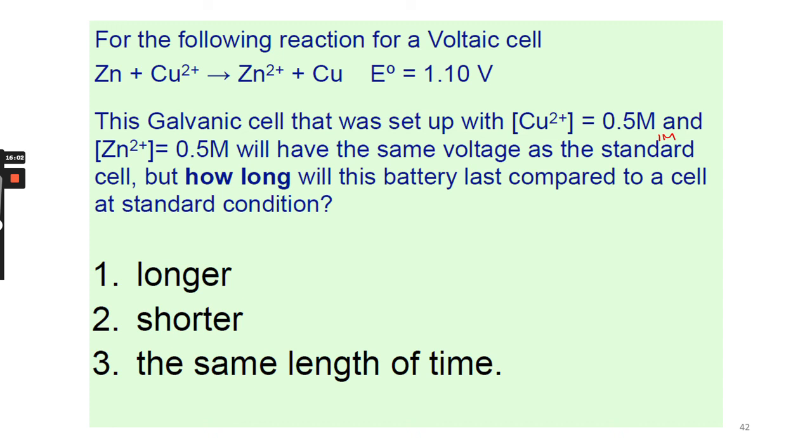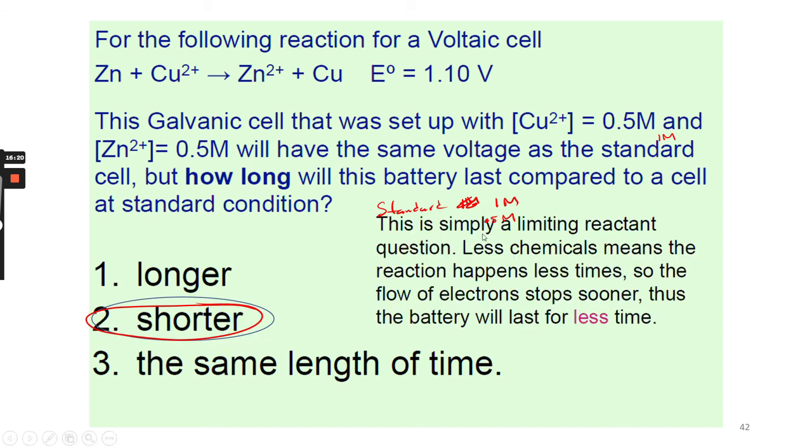So what are we comparing it to? If we were at standard, we would have 1 molar of our concentrations, but instead we have 0.5 molar. Since we have less, the battery will last a shorter amount of time. This is simply a limiting reactant question. The less chemicals you have means the reaction happens less, so the flow of the electrons will stop sooner, thus the battery will last for less time. And that is the end of part 3.